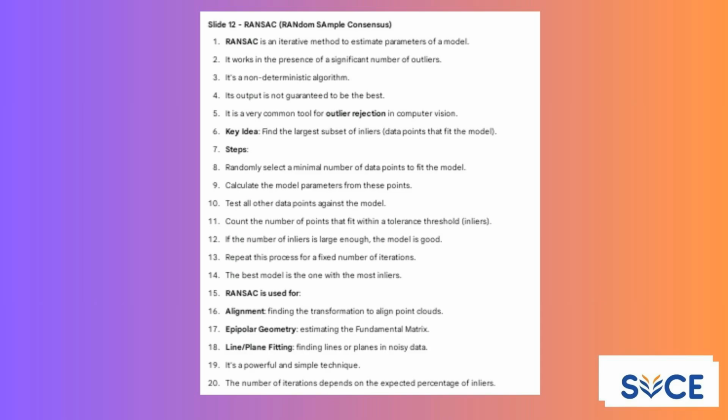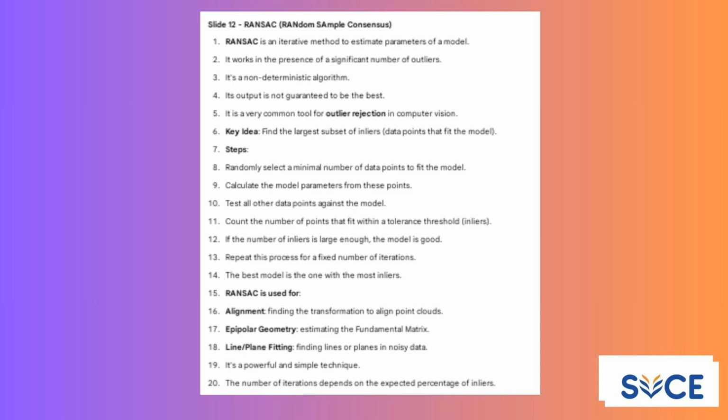Next, we are going to see about random sample consensus, that is RANSAC. In the real world, data is messy. So, lots of our matches will be wrong. How do we find the good matches from the bad? The answer is an algorithm called RANSAC, which stands for random sample consensus, as we discussed before.